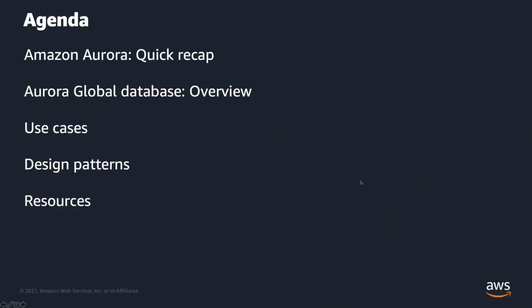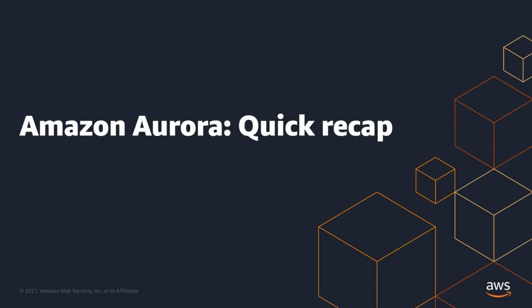So I would like to kick things off with a quick recap of Amazon Aurora. Then we'll do a quick overview of Aurora Global Database. We'll then dive right into the HA and the DR use cases as well as design patterns. Then we'll take a look at a few custom solutions that our team of database specialist solutions architects have put together for common customer challenges. And finally, we'll wrap up with some resources to continue your journey with Amazon Aurora Global Databases. So let's start with a quick recap of Amazon Aurora.